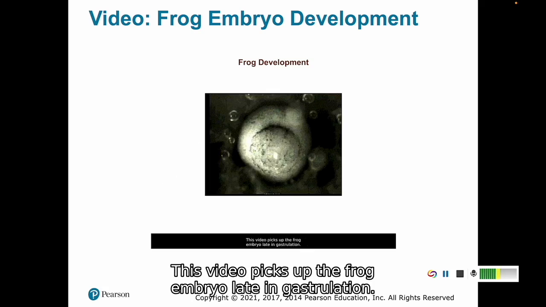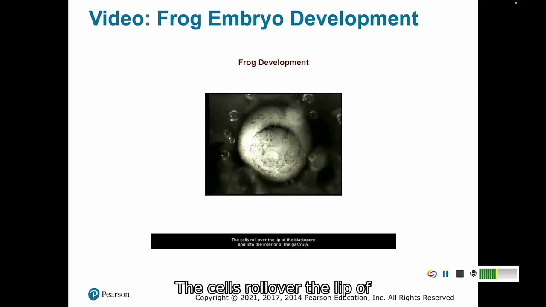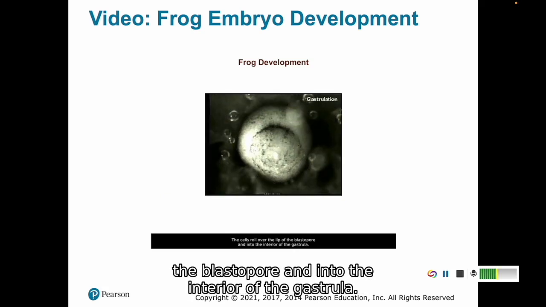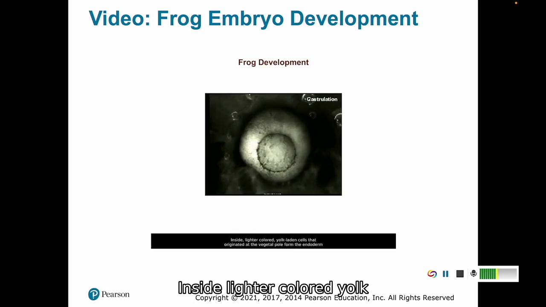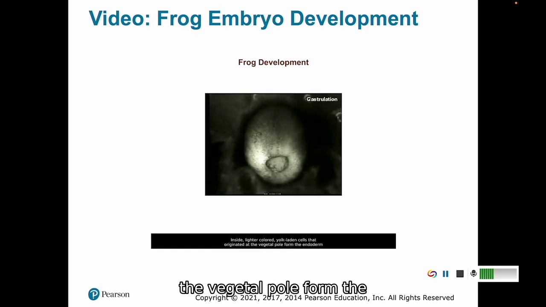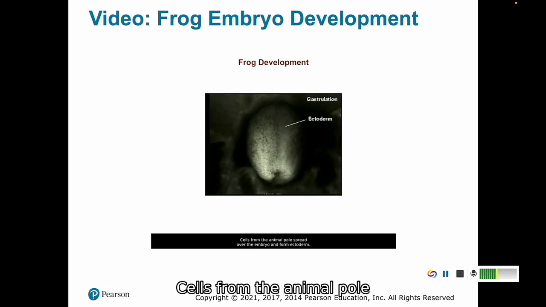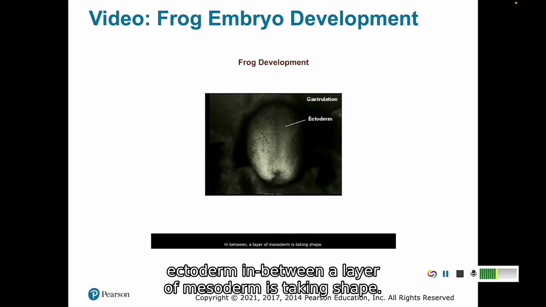This video picks up the frog embryo late in gastrulation. Cleavage has produced numerous cells too small to be seen individually. The cells roll over the lip of the blastopore and into the interior of the gastrula. Inside, lighter colored, yolk-laden cells that originated at the vegetal pole form the endoderm of the embryonic digestive tract. Cells from the animal pole spread over the embryo and form ectoderm. In between, a layer of mesoderm is taking shape.